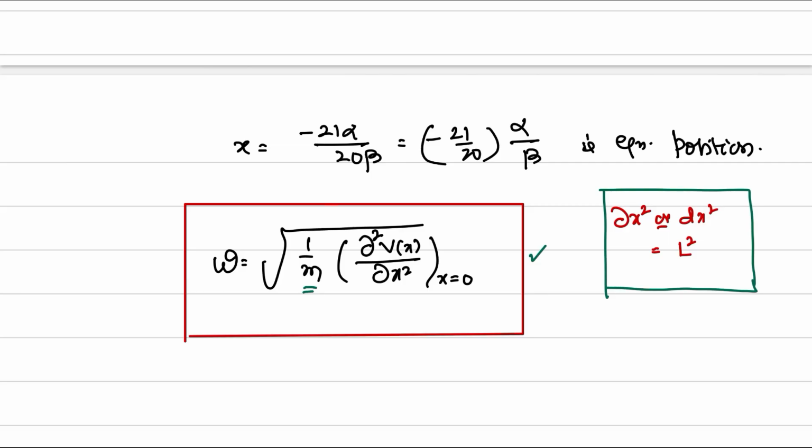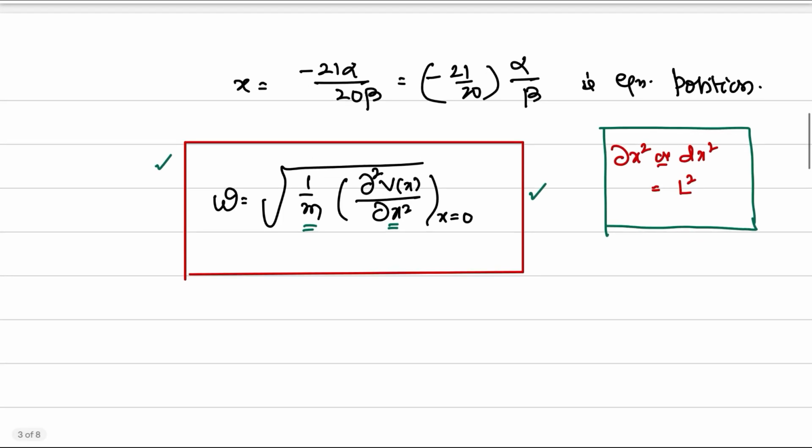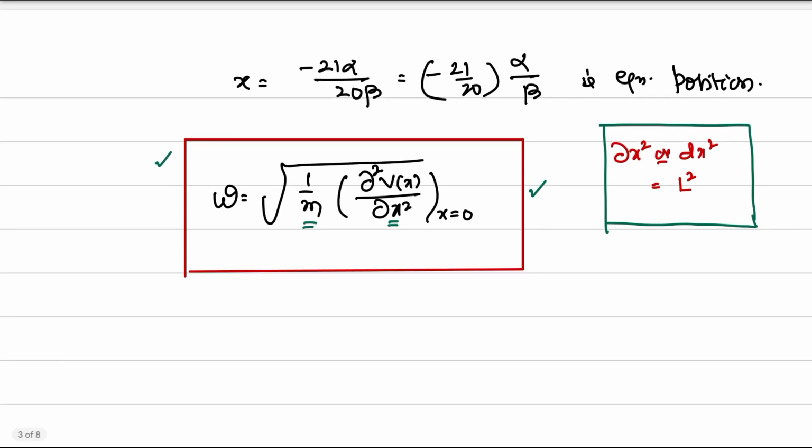In the previous simple pendulum it was I, because I is equal to m l square. Here L square is already taken care of by x square. Hence we need not write I again. It is 1 by m dou square V(x) by dou x square. This is the formula. Please remember it this way so that you can remember it very easily. I am not going to derive this. This is beyond our scope, beyond our syllabus at present. Now, you know V(x), so dou square V(x) by dou x square you can easily find out.